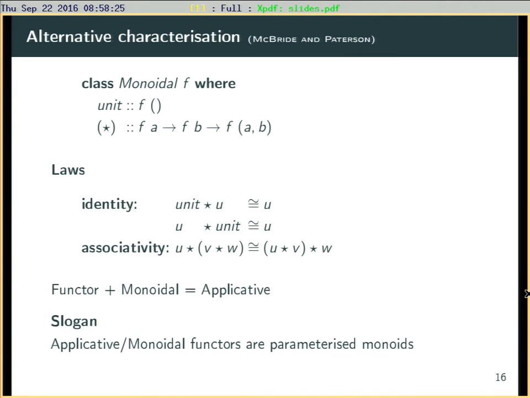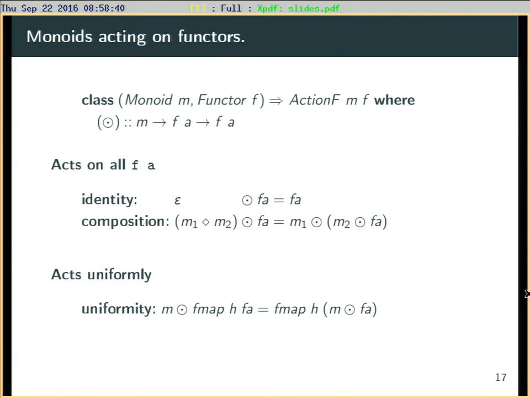So the slogan here is that monoidal functors are essentially parameterized monoids. That is the slogan that I want to use in this talk. The functor laws plus the monoidal laws give you the applicative laws. So we can do the same construction again. You can start with a monoid acting on a functor. What does that mean? It acts on F of A for each A. And these two laws just say that they are valid actions on F of A.